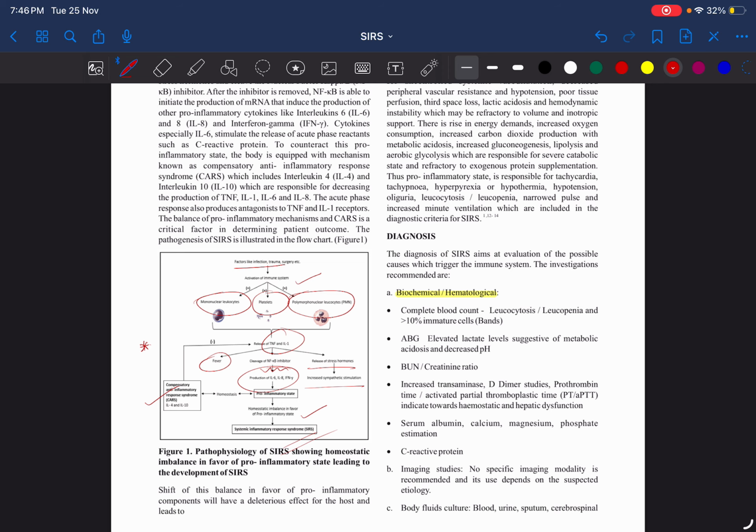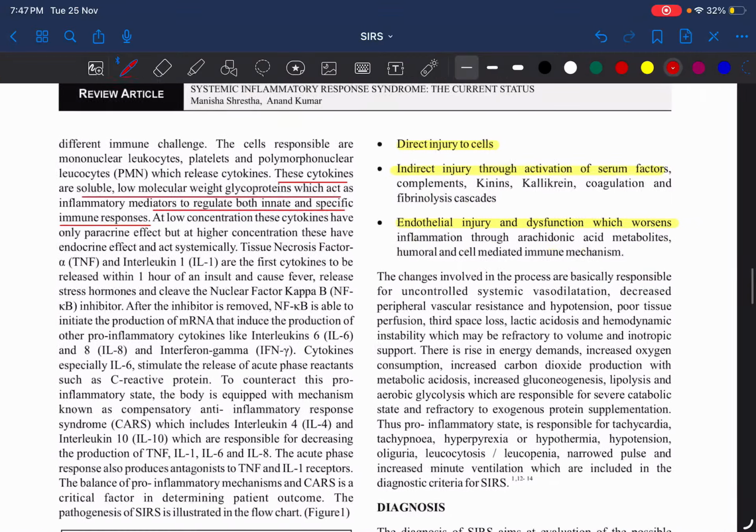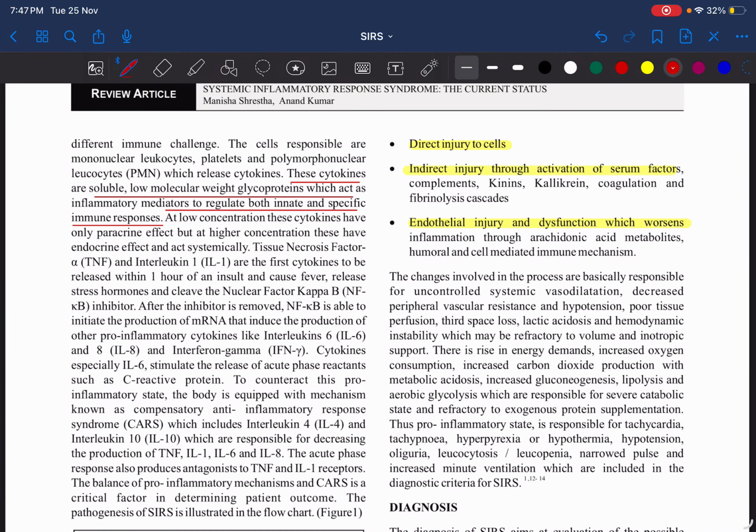MODS happen. So coming to the triggering events, or the factors that trigger this pro-inflammatory state. Number one, direct injury to the cells. Number two, indirect injury through activation of serum factors, complements, kinins, kallikreins, coagulation, and fibrinolysis cascades. And number three is endothelial injury. Actually, this is the hallmark. What is the hallmark pathophysiological feature of SIRS? It is always endothelial injury and dysfunction, which will worsen the inflammation through arachidonic acid metabolites like prostaglandins, and that causes humoral and cell-mediated immune mechanisms.